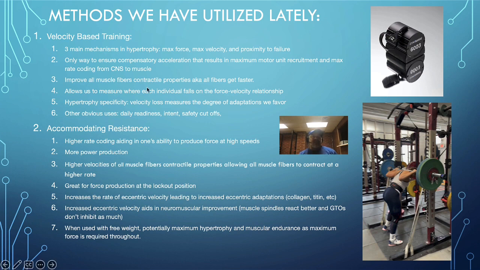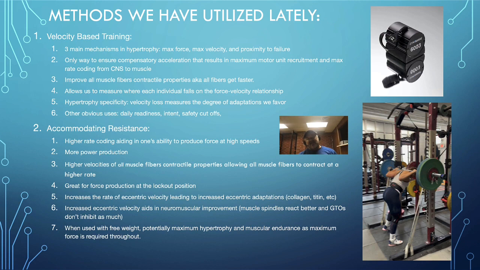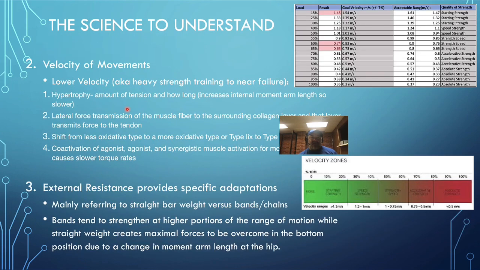So, other obvious uses: daily readiness, intent. I already talked about it a little bit. And then safety cutoffs, meaning if you want to say, hey, let's work to a maximum, you might consider saying, let's work to a 1 RM at, say, 0.4. If you're squatting, you're never going to miss a squat at 0.4 meters per second or faster. So now, before we go on, I want to show you guys one more thing back here.